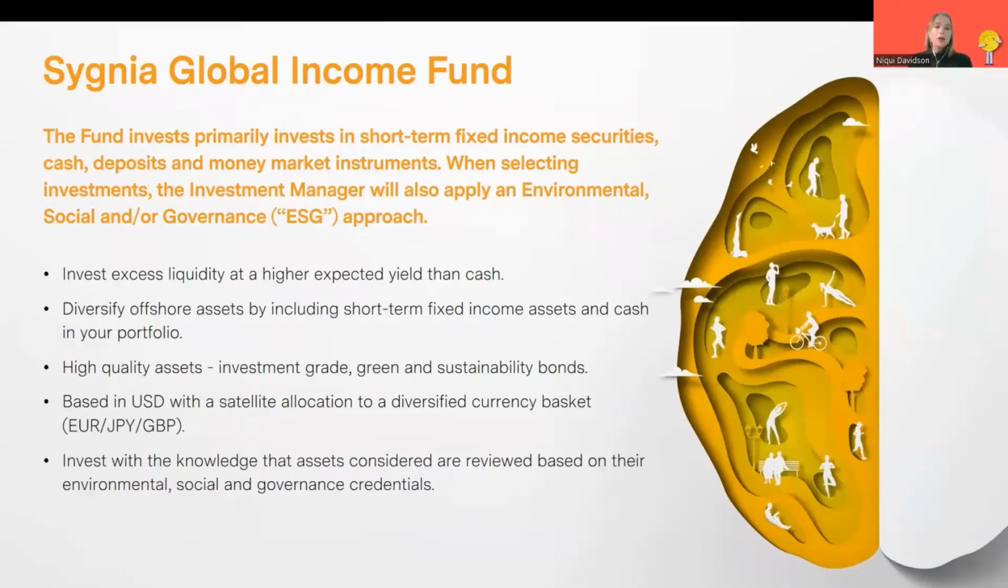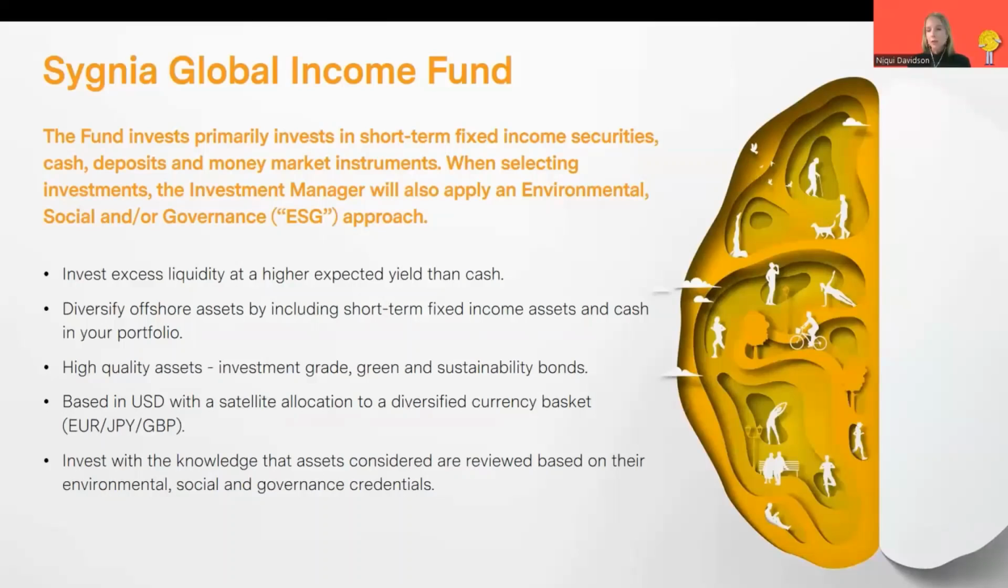Just looking at how the portfolio is structured, we focus on short-term fixed income securities. We might gain access to these securities either through existing collective investment schemes or through direct investments into fixed income securities. The reason for this hybrid approach is that it gives the fund some great diversification as well as liquidity. The fund also may invest in cash and money market instruments or deposits.